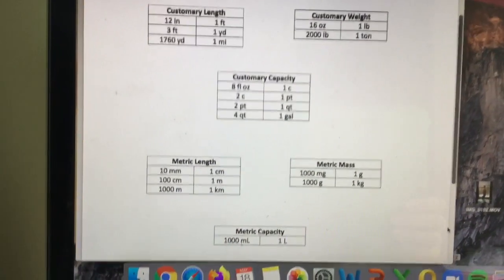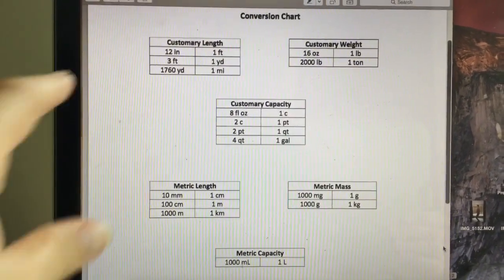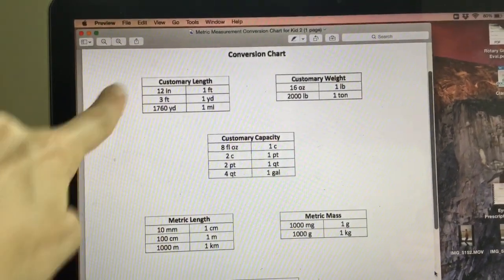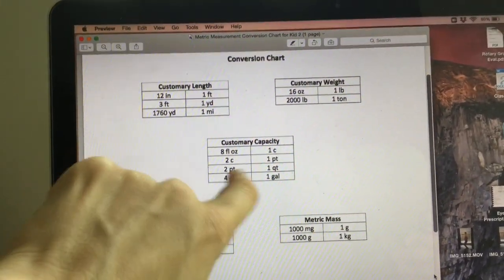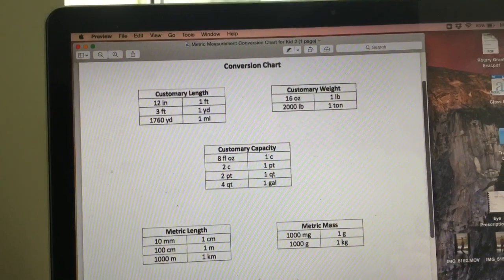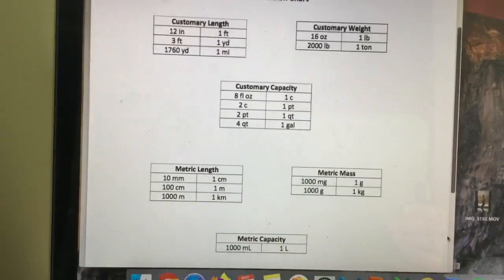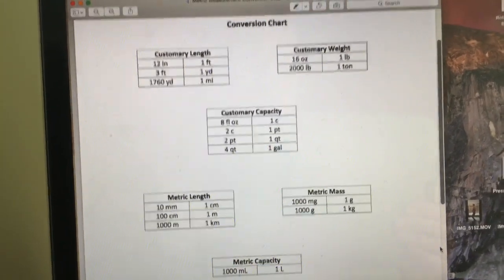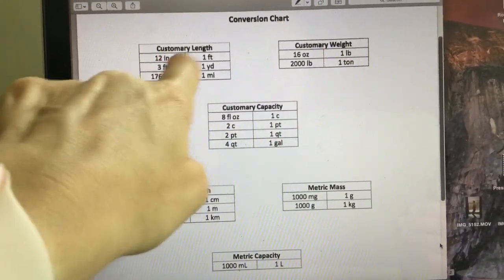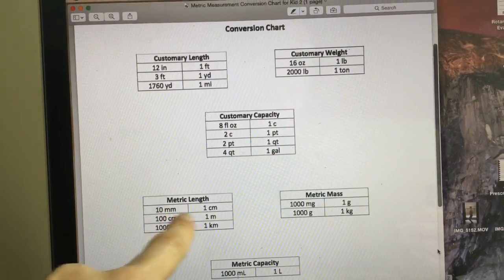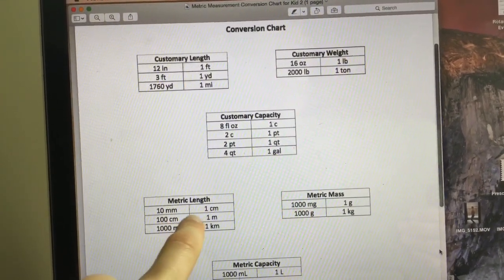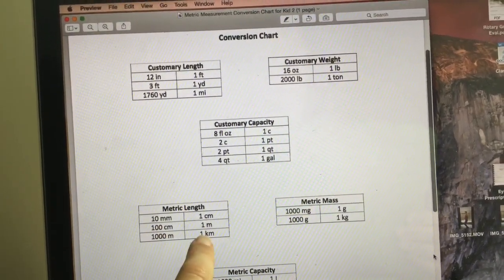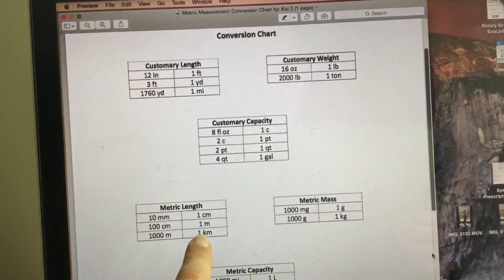So what I want you to notice is a couple of things. Although over here we have the US standard, we've been reviewing these already, especially the capacity one. So now we're going to focus on the bottom half, which is metric length, mass, capacity. For length, if you're thinking inches, yards, we're doing millimeters, centimeters to meter, meter to kilometers. It goes from smallest to biggest on all of them.